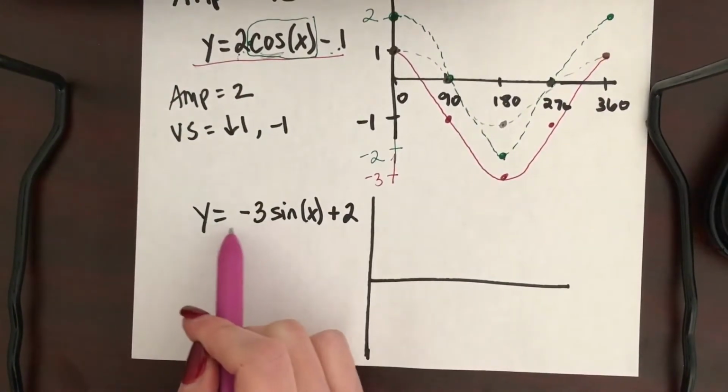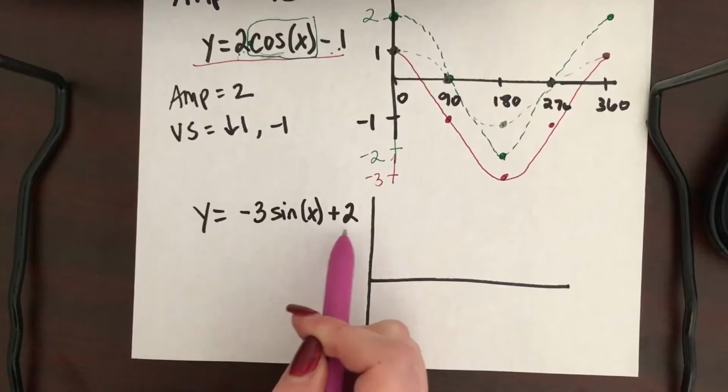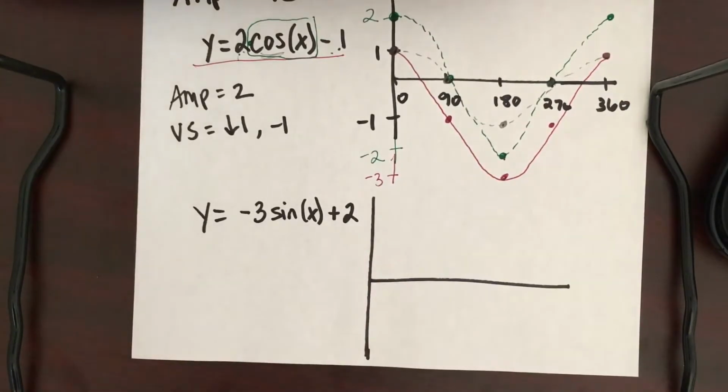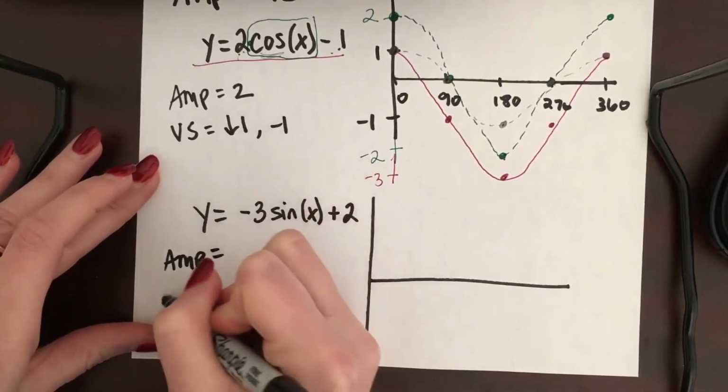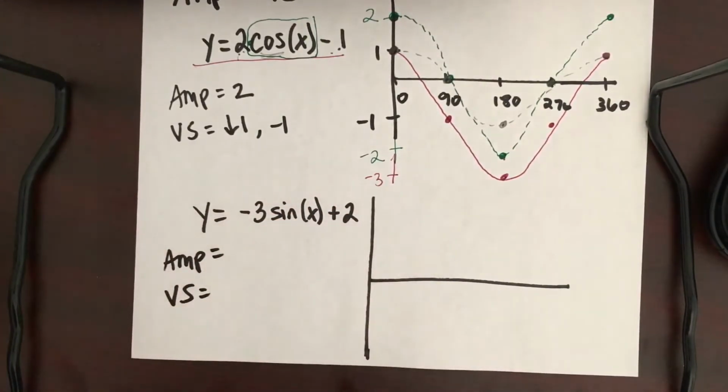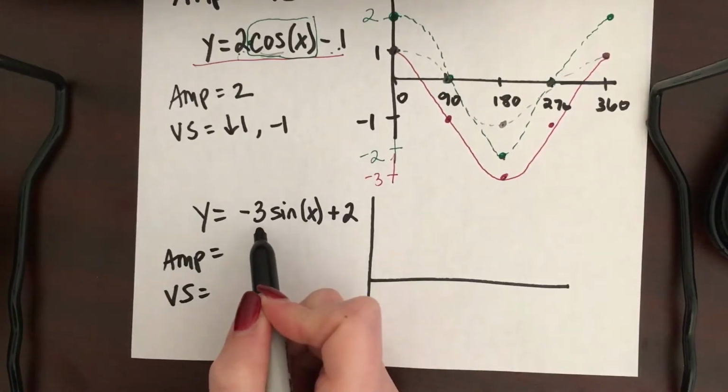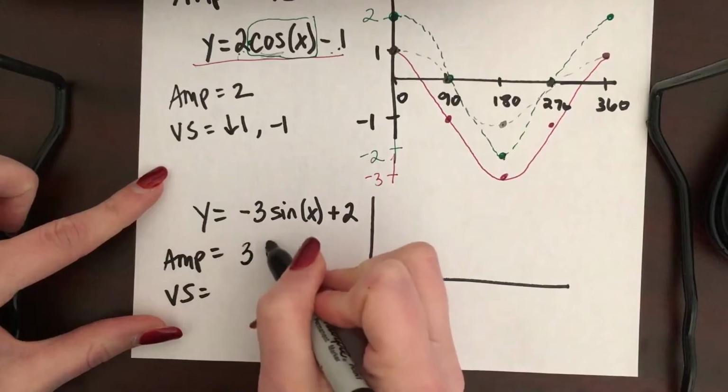So this one says y equals negative 3 times sine of x plus 2. So first of all, it's good to identify maybe our amplitude and our vertical shift. Now our amplitude is always positive. It's always representing a distance. So even though there's this negative 3 here, our amplitude is technically just 3.